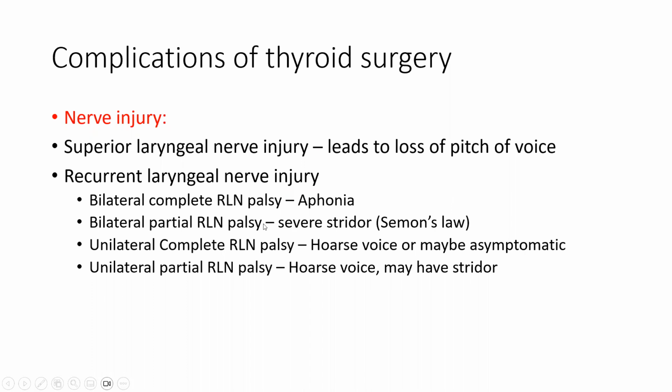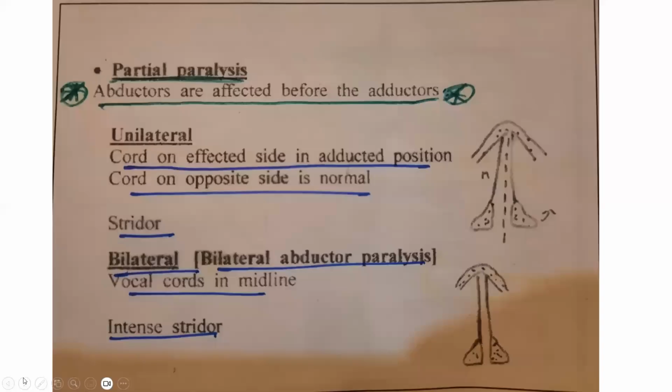In partial paralysis, the abductors are affected more than the adductors, so the vocal cords are in the midline, okay? So we'll go through this slowly, okay?